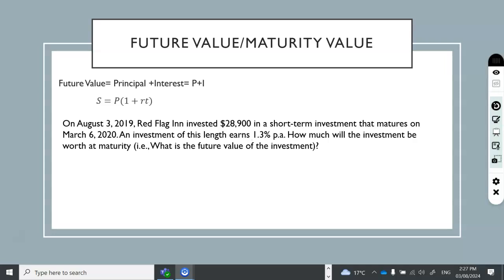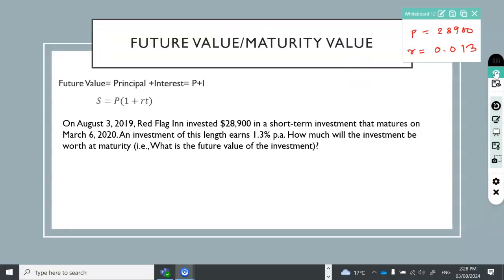On August 3, 2019, Red Flag Inn invested $28,900 in a short-term investment that matures on March 6, 2020. An investment of this length earns 1.3% per annum. How much will the investment be worth at maturity? That is, what is the future value of the investment? So we have the principal amount as $28,900 and rate as 1.3%.